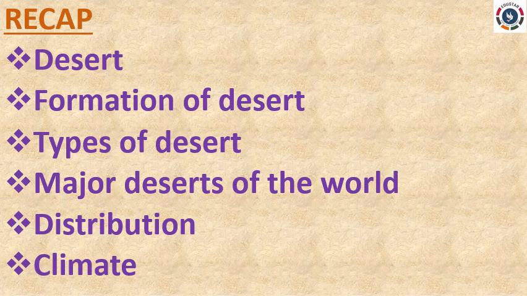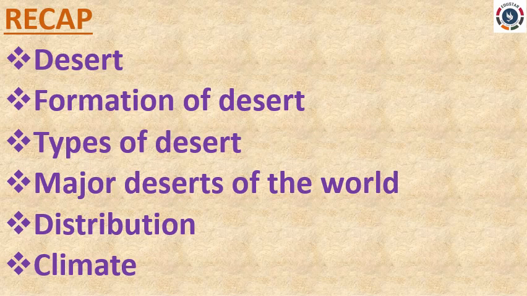Last one is about climate. Desert experience extreme temperature which may be either very hot or very cold. Deserts receive negligible or less than 25 centimeter rainfall annually. There is a great difference in the day and night temperatures. In daytime, the absence of cloud allows the heat to penetrate through the land, making the days very hot. And at night, the desert land becomes very cold.